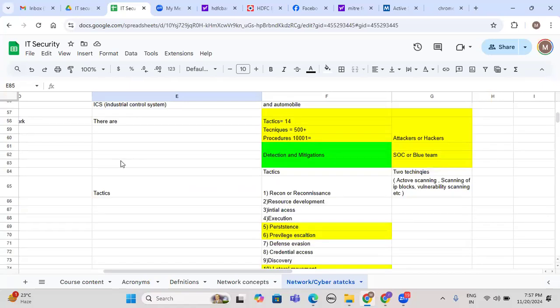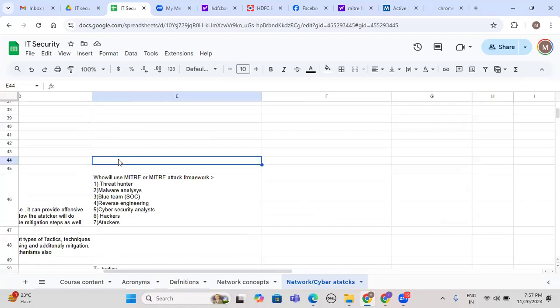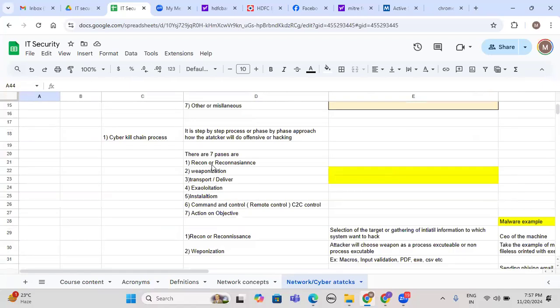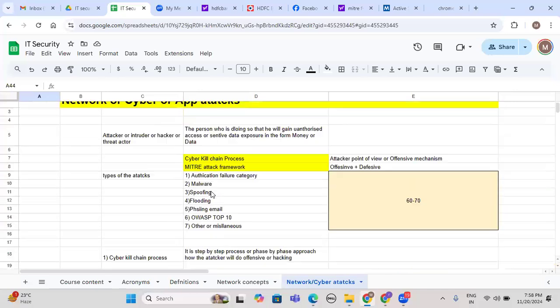We are going to start with the malware category, phishing email category, authentication failure category, and also the OWASP top 10 category and flooding category. These attacks are what we can regularly investigate. It will take at least 1 week to complete these 70 attacks, the next 1 week. Once we complete this, we can go to each and every security domain. That is a different story.